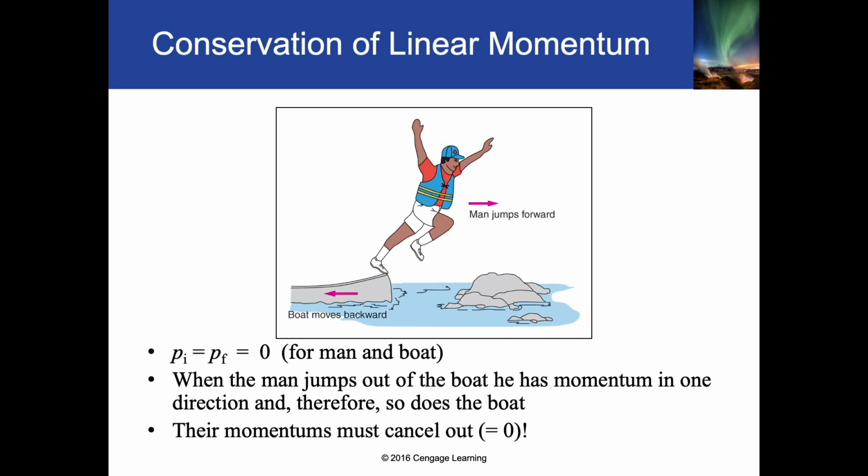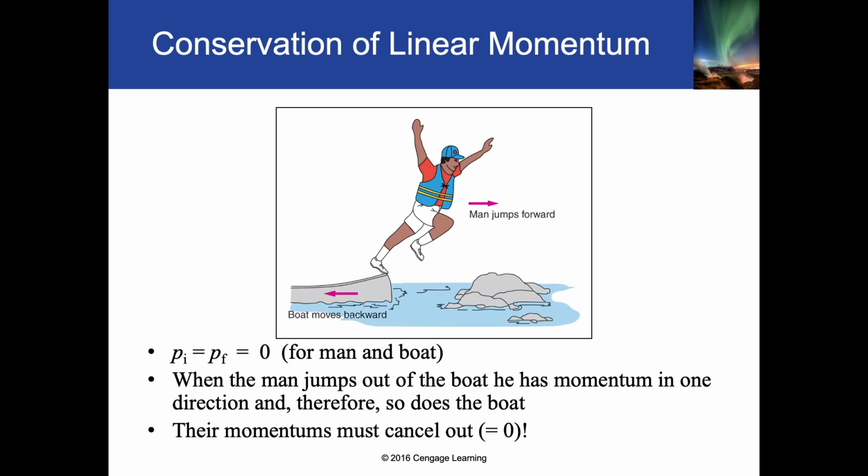So there you can see that the initial momentum is equal to the final momentum, because both of these momentums are the same. It turns out that there is zero momentum for both the man and the boat, because they're both moving back and forward at the same rate. Okay.